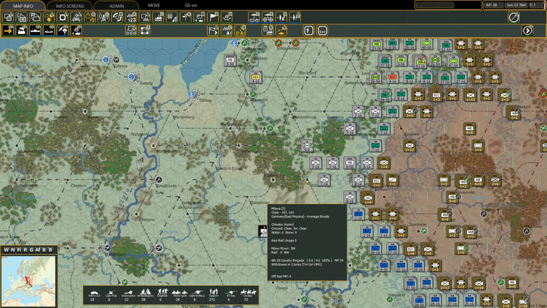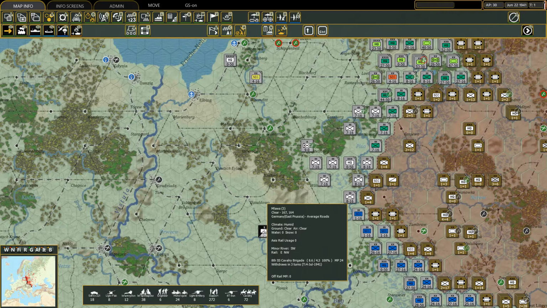That's very interesting. You can disable this window, and you should know how to do it. And regarding the hex pop-up window, we have several pieces of information about this unit. In this case, we have first of all the name, the 8th SS Cavalry Brigade, and then in brackets we have 3 numbers.